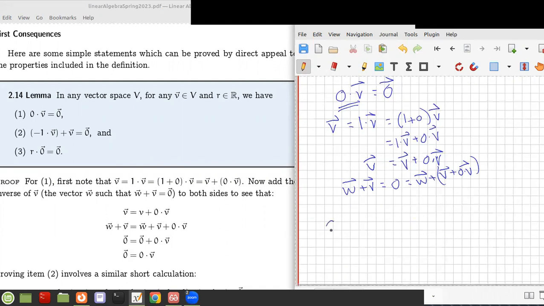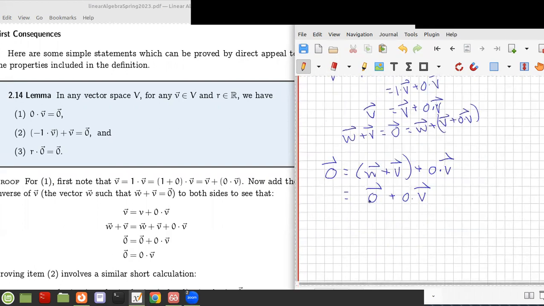And then I have the 0 vector equals, using associativity, w plus v plus the number 0 times the vector v. And that w plus v was the 0 vector. And then the 0 vector plus 0 times the vector is equal to this same vector, 0 times the vector. So you end up with the final result by just playing around with the basic properties of vector spaces. So we know that it doesn't depend on the particular version. You can say 0 times any vector gives you the 0 vector.